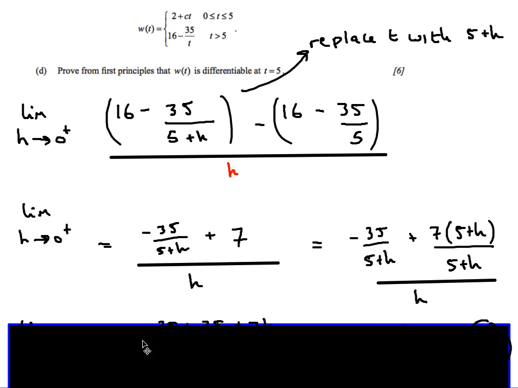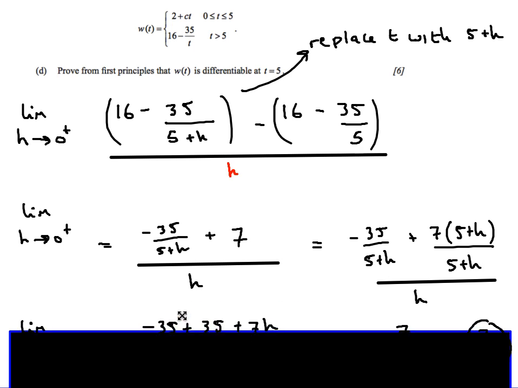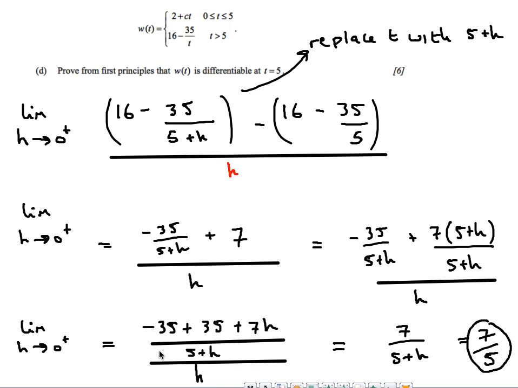So I'm going to times the top and the bottom of 7 by 5 plus h. So I get this thing. And then again I try and simplify this a little bit, and I end up with this. So minus 35 plus 7h all over 5 plus h, all over h.